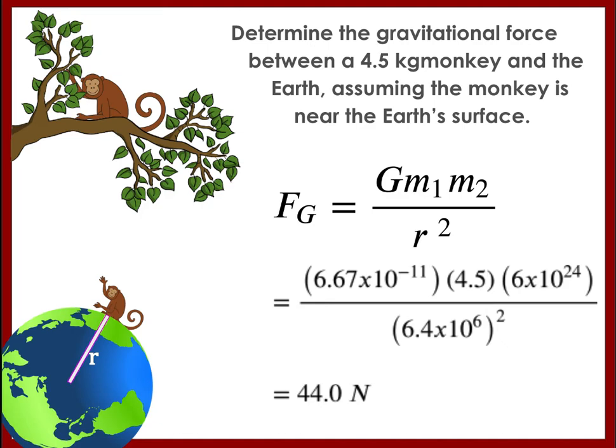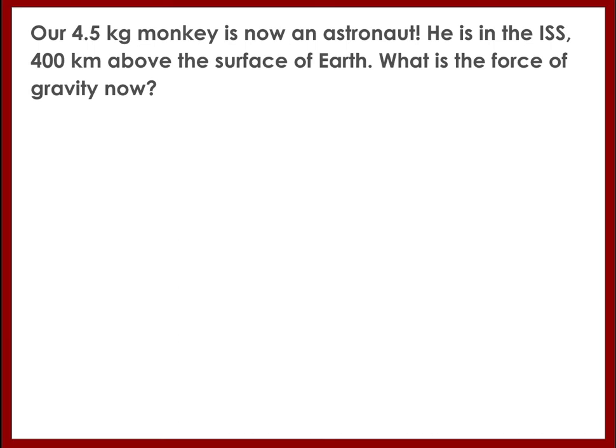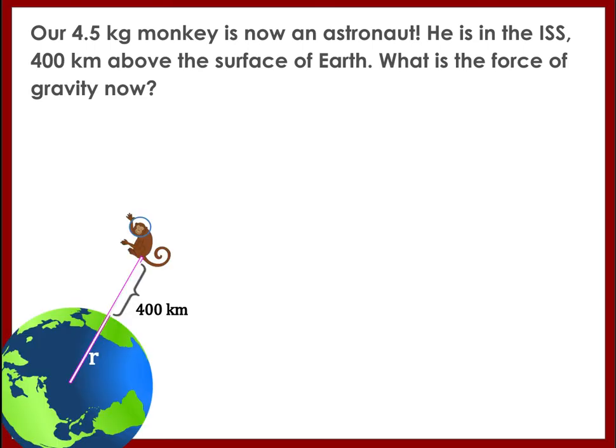All right, let's take another look at another question. So this time our monkey is going to be an astronaut, okay? He's actually going to have to, of course, be in some sort of a space station, but I just have him pictured out floating in space. And what the problem says is he is 400 kilometers above the surface of the Earth. That is typically what the ISS location is. But there's something a little different about this problem that we need to watch out for.